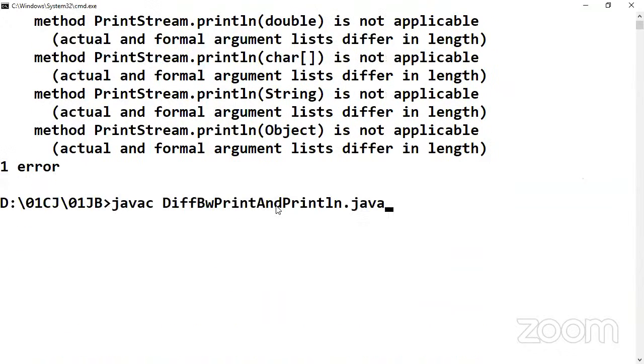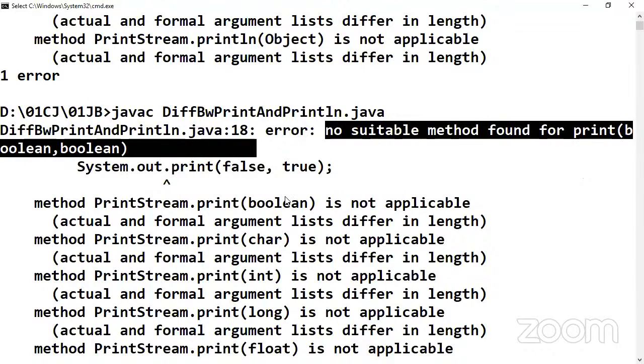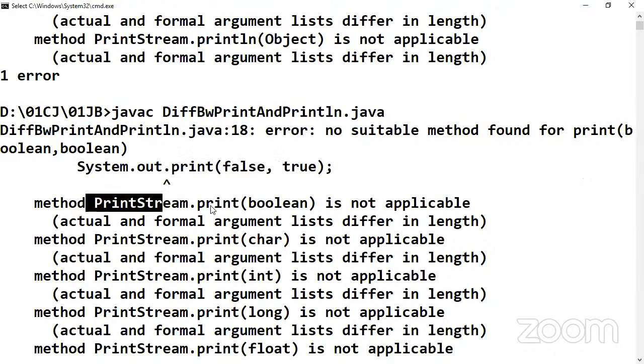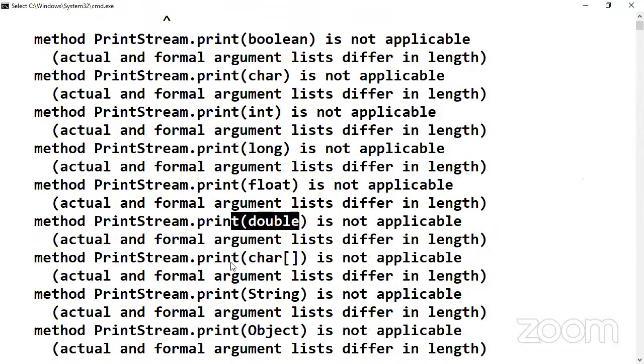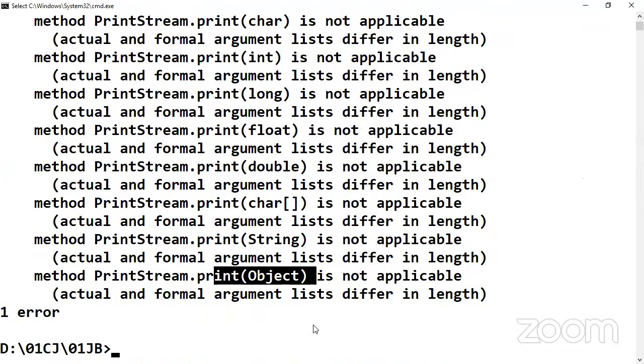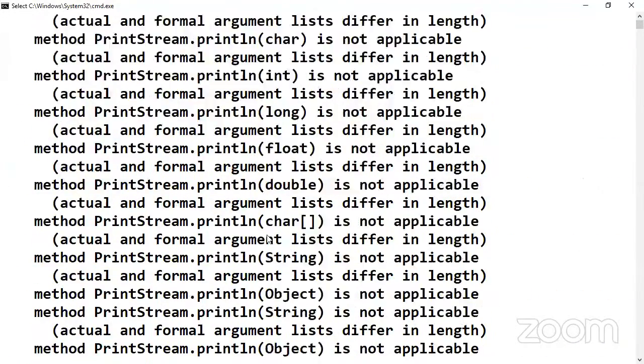Right. Look there. Now we have how many println methods? 10. How many print methods will be there? 9. Only 9 will be there, not 10. Look here. No suitable method found for boolean comma boolean for this statement in the print stream class. Look there. The print methods start with boolean, 1, 2, 3, 4, 5, 6, 7, 8, 9. Only 9 print methods are available. What is the missing method? The println of no parameter method is not available in print.